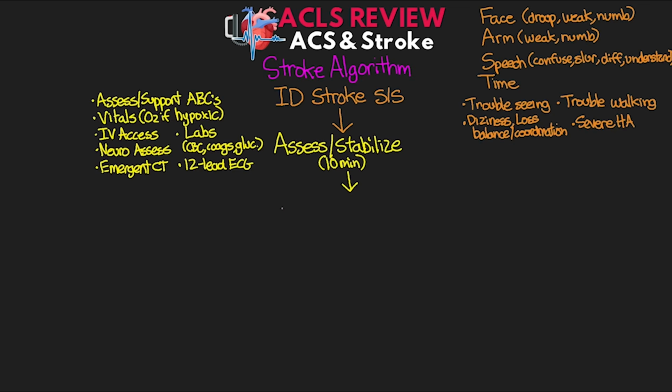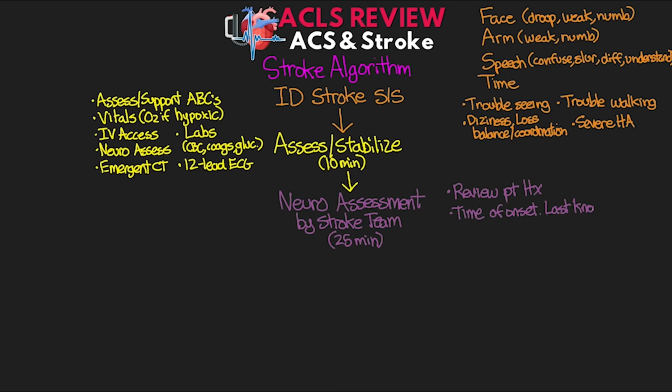Now from here, we want to have an immediate neurological assessment by the stroke team, and we want to have this done within 25 minutes. At this point, we're going to be reviewing the patient's history, establishing a time of onset of symptoms, or really the last known time of them being normal. This is really going to be key as we get a little bit further along in the algorithm. And then we also want to perform the NIH stroke scale. This is also going to be something that I am going to cover in a future video.